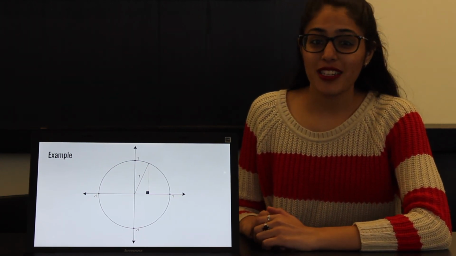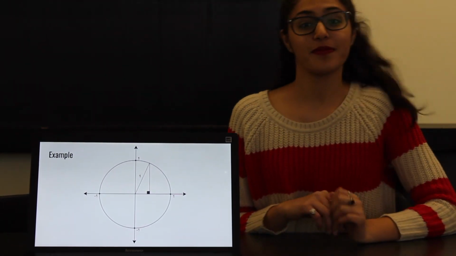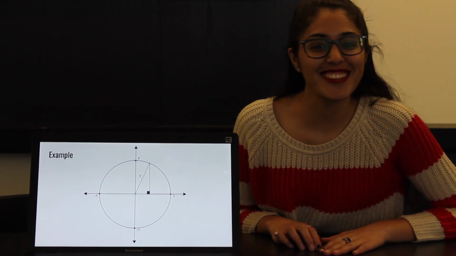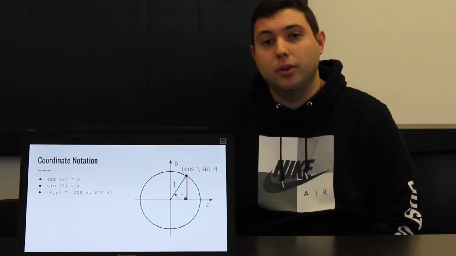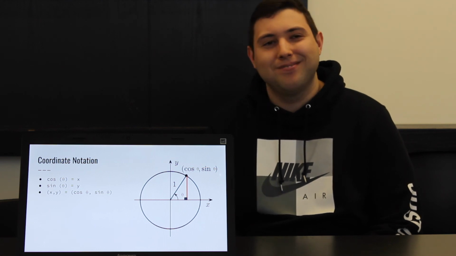Okay, now we're going to be doing an example together, and I need to restart. Now we're going to be doing it, and this is English. From the diagram on the right, we can see that the adjacent side of... That's okay.